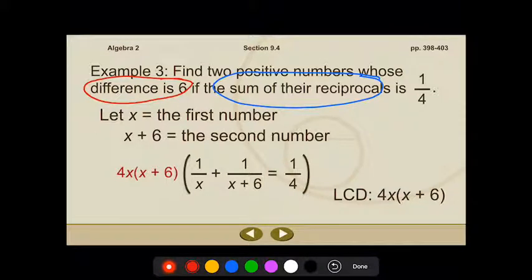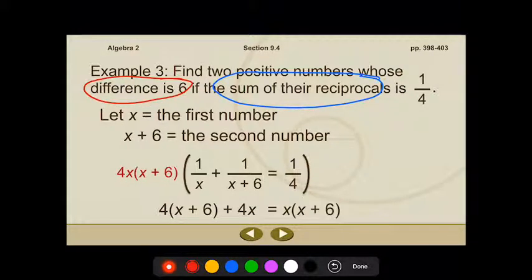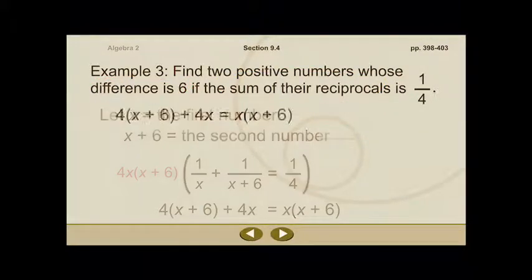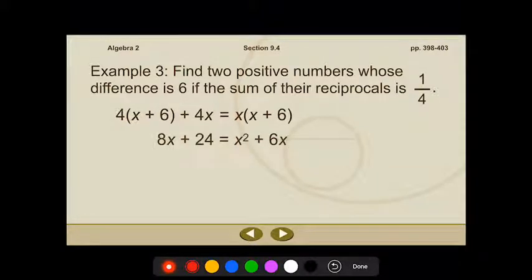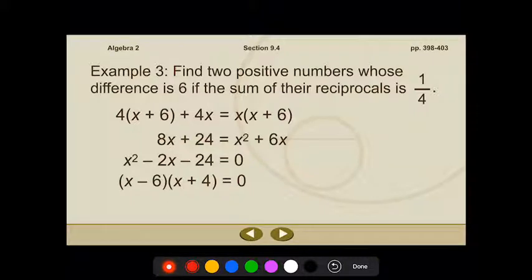There's the least common denominator. Multiply everything out by the least common denominator, and you end up with 4 times the quantity x plus 6, 4x equals x times x plus 6. Then you just simplify this. This one we're actually going to get another quadratic. So we factor it, and we're going to get 6 and negative 4.